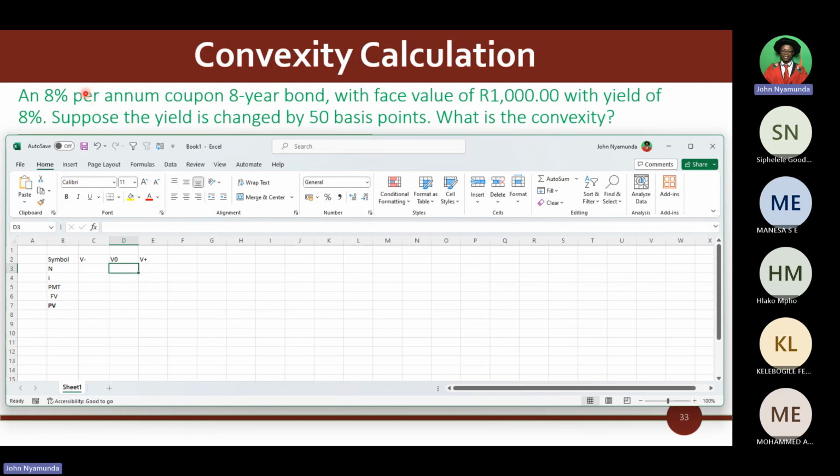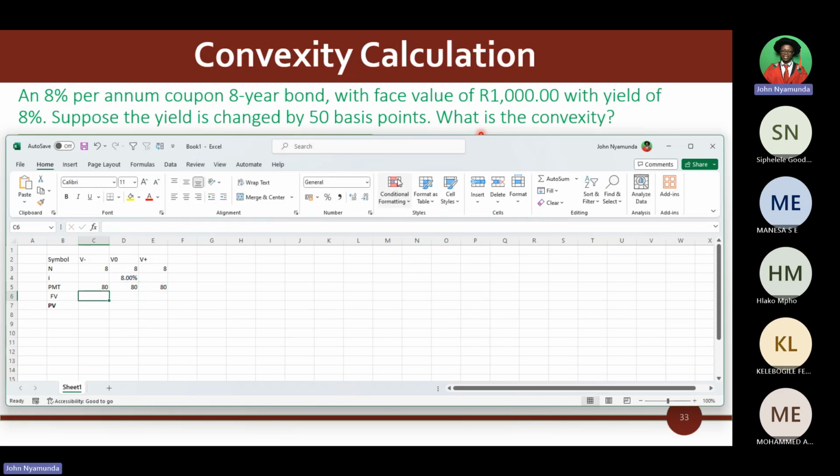So, an 8% 8-year bond with a face value of 1,000. So per annum, we know that it's 8 and there is 8. I, the yield to maturity, is 8%, so we know that it's 8% there. PMT is 8% of 1,000 because it's per annum, so that's why I was saying it's extra easy. 8% of 1,000 is 80. Then we know that also here is 80.